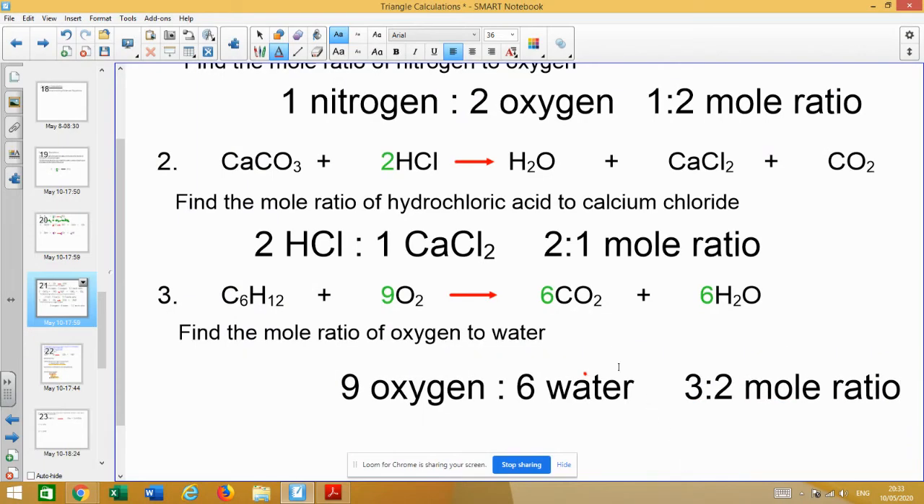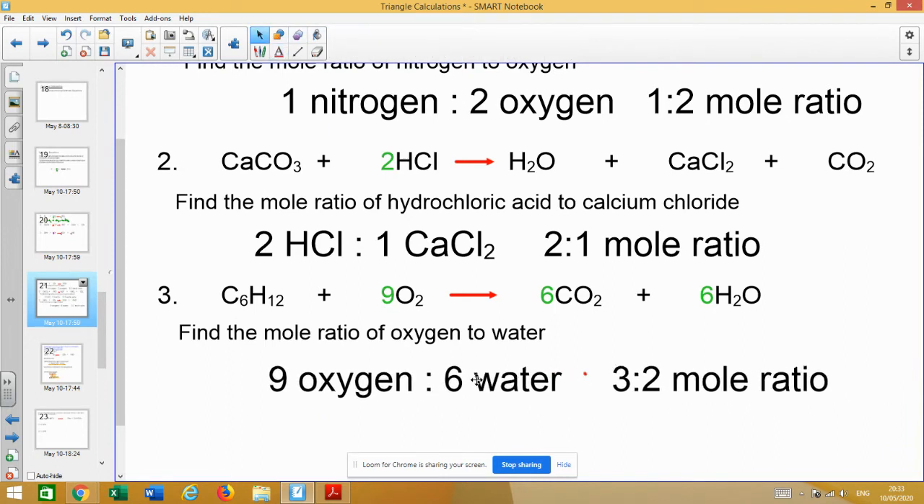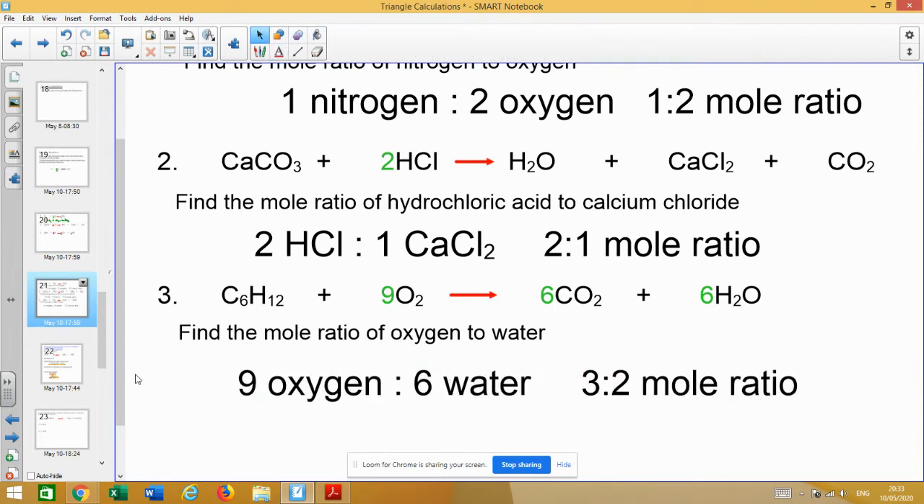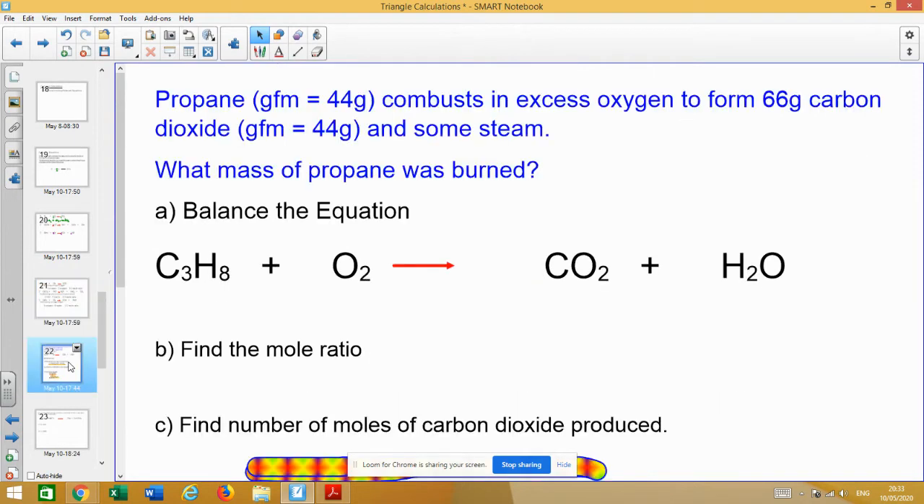It is possible that you could just be asked for the mole ratio as a question on its own, but it's more likely that you would then put that to use in an actual question. So here's an example. Propane combusts in excess oxygen to form 66 grams of carbon dioxide and some steam. Now, I've given you the GFMs there. They're both 44, which is just a coincidence. So it wants to know what mass of propane was burned.